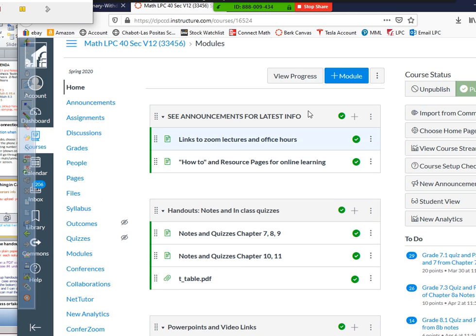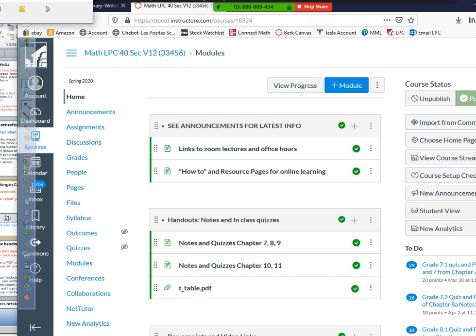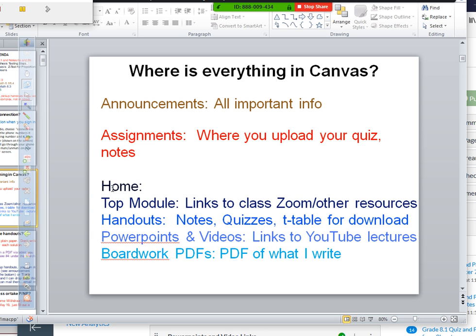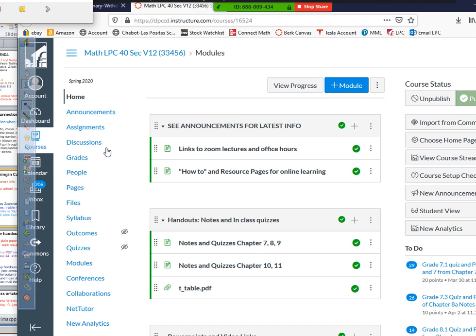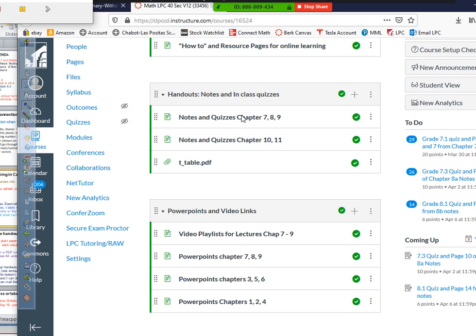And then the last thing is the stuff about our pages. If you go to the home, the top module is the links to the class Zoom and other stuff, and then handouts are in the second group, which includes the notes and quizzes and the T-table, and then the PowerPoints and videos on the next one. I'll show you what I'm talking about. This first one, links to Zoom lectures and office hours, is right here, because I'm going to Zoom my office hours as well. Here's another resource page for online learning stuff. And then the next one is handouts. These are our notes and quizzes for those 3 chapters.